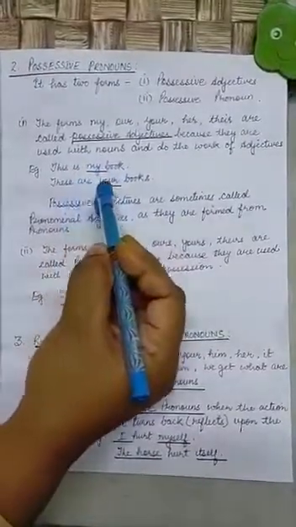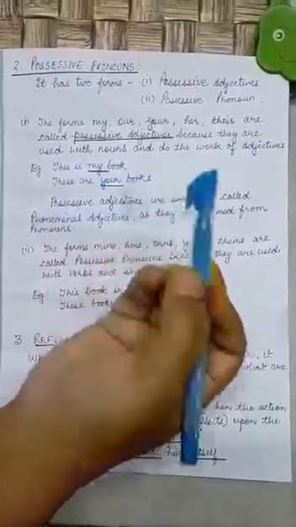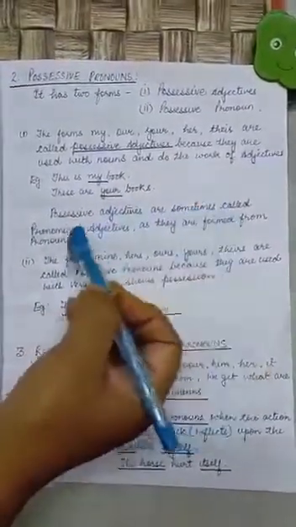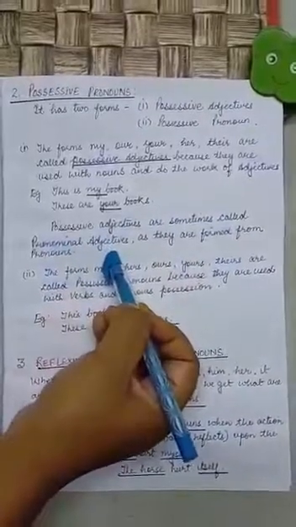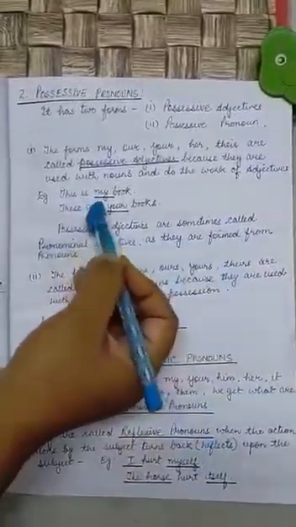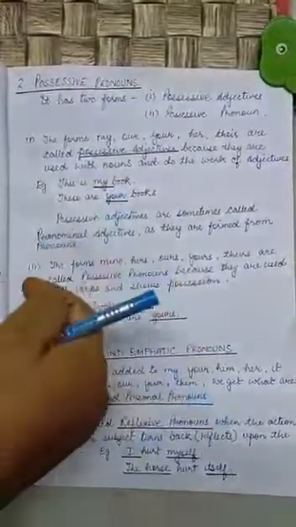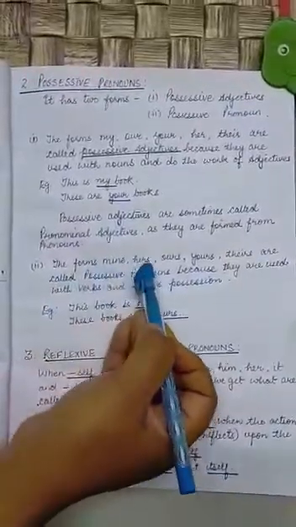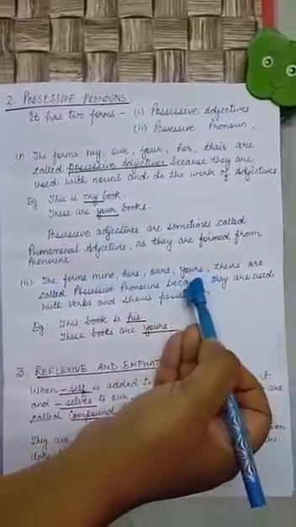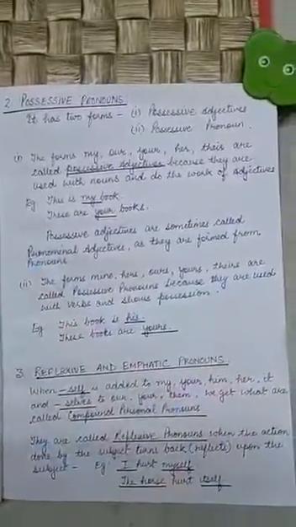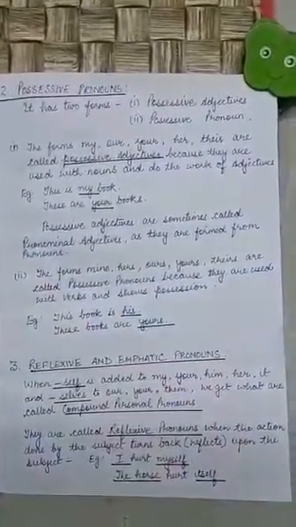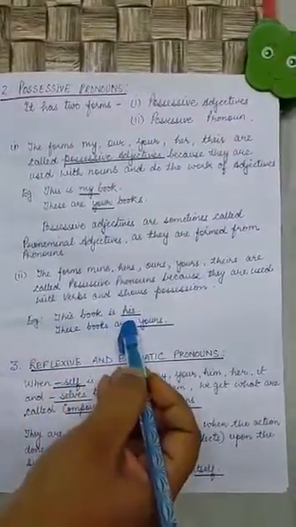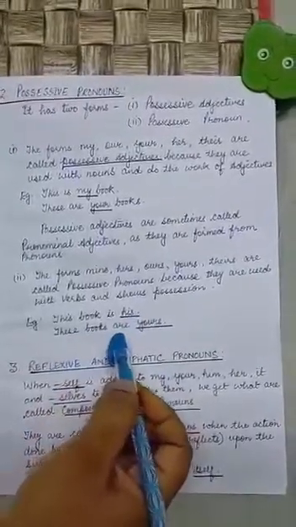These are your books. Possessive adjectives are sometimes called pronominal adjectives also, as they are formed from pronouns like my and your. Now the second kind, possessive pronouns, are the forms mine, hers, ours, yours, theirs. They are called possessive pronouns because they are used with verbs and show possession over something. For example, this book is his. These books are yours.